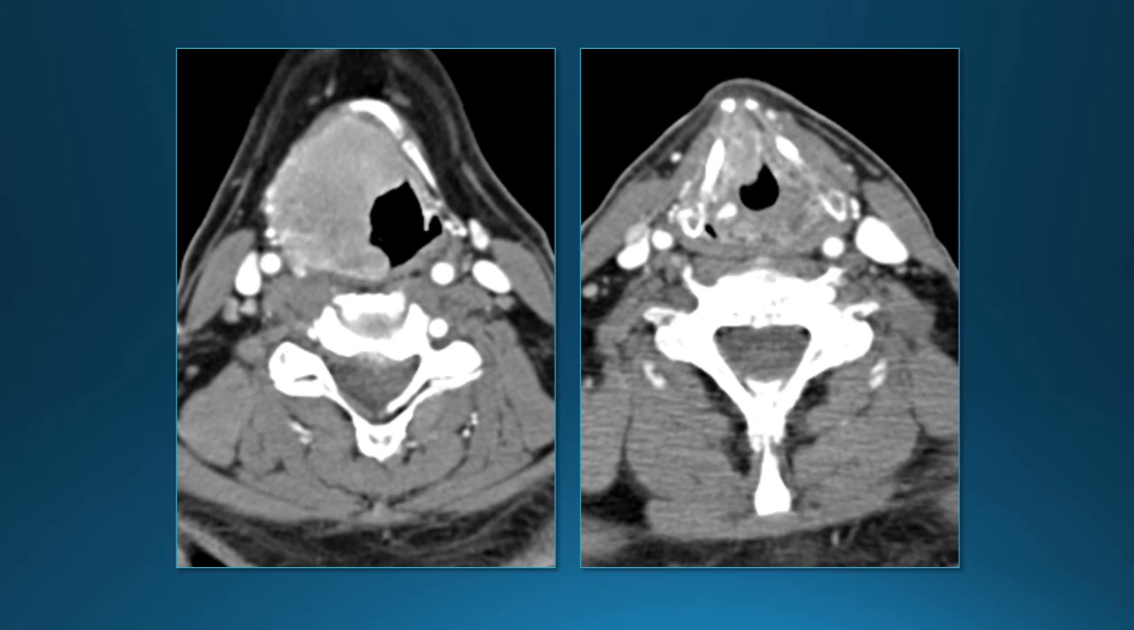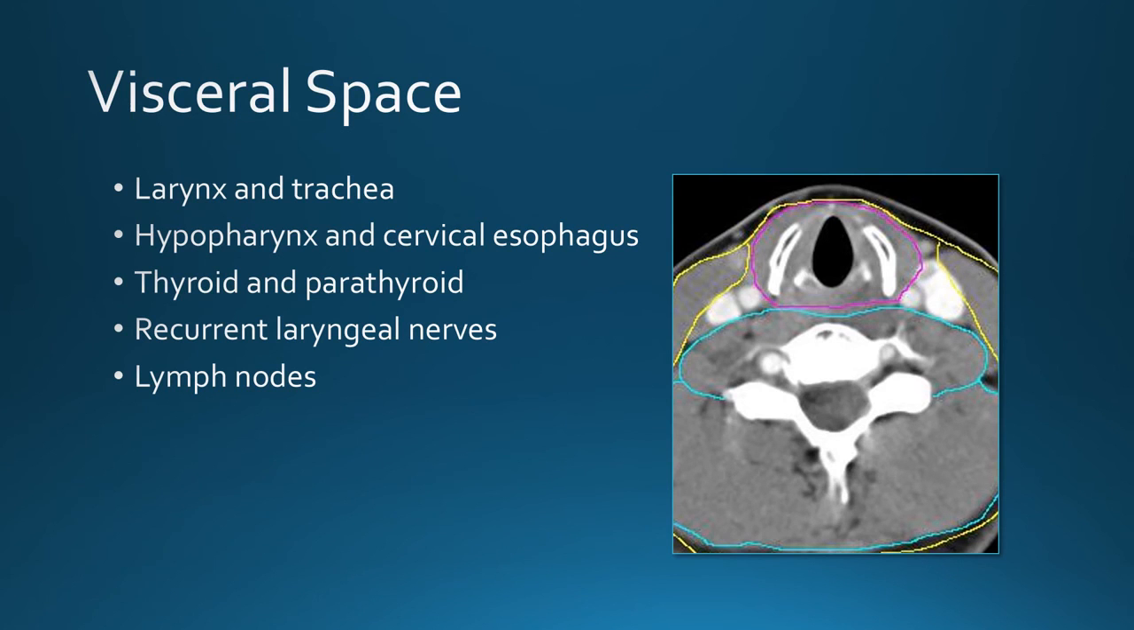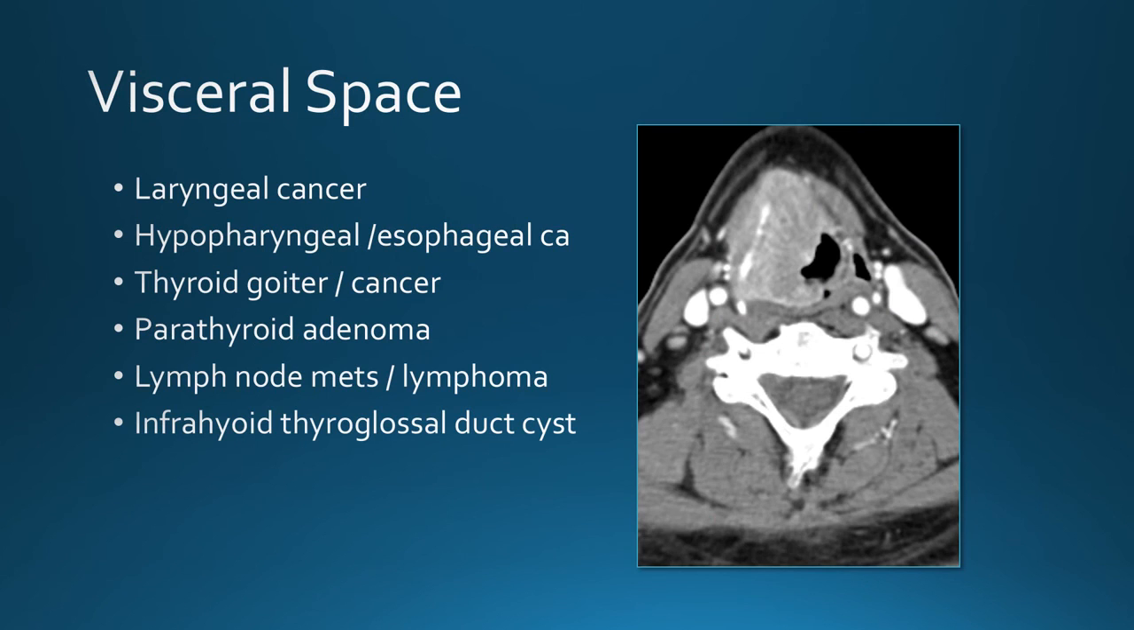Here we have a large mass involving the larynx. This is in the visceral space. The visceral space contains the larynx and trachea, hypopharynx and cervical esophagus, thyroid and parathyroid glands, and the recurrent laryngeal nerves as well as lymph nodes. So the lesions we'll see in that space: laryngeal cancer, hypopharyngeal or esophageal cancer, goiters and thyroid cancers, parathyroid adenomas, lymph node metastases and lymphoma, and infrahyoid thyroglossal duct cysts.